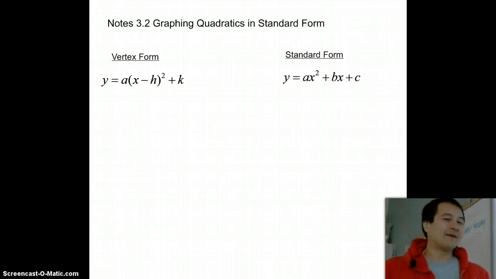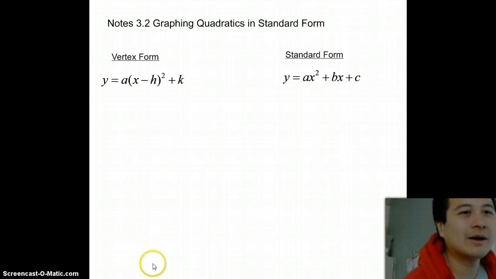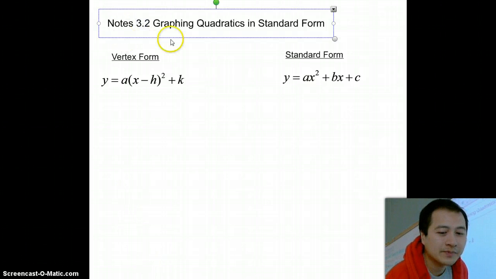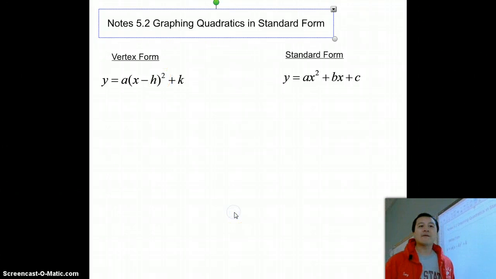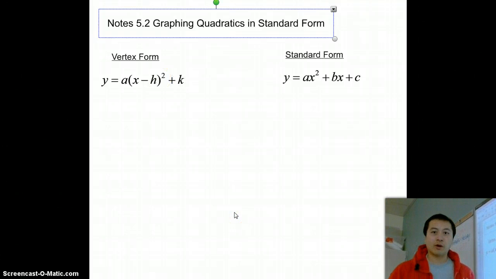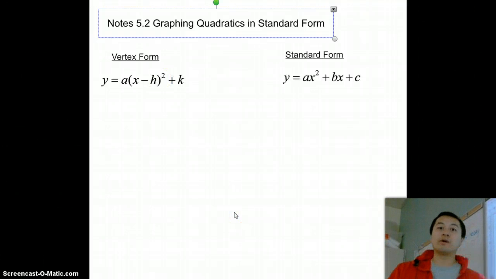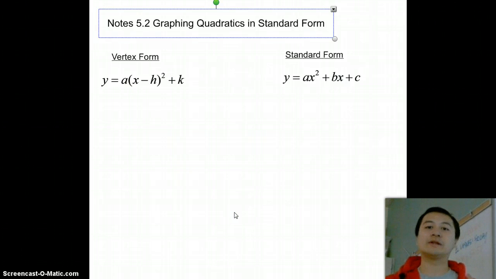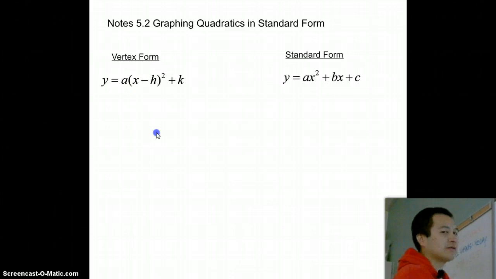Anyways, today, this is not the lesson. Today we're going to learn about 5.2, graphing quadratics in standard form. Yesterday we learned about vertex form, and we're going to learn about standard form and what the really big difference is. Hopefully you feel comfortable with vertex form, and then we can talk about standard form. But before we get started, let's do a little bit of review and talk about vertex form.